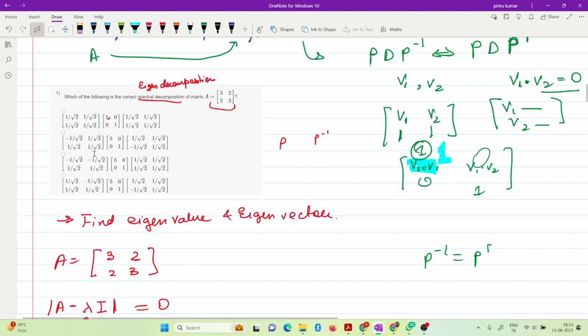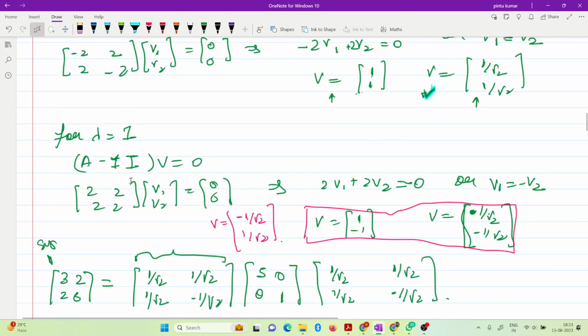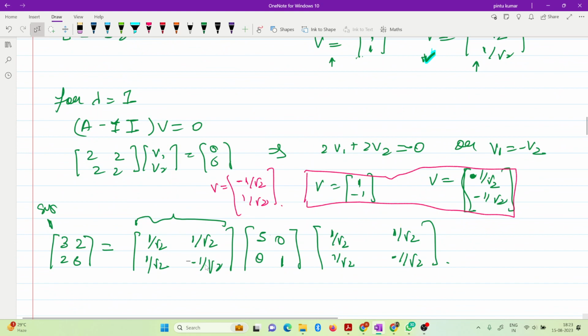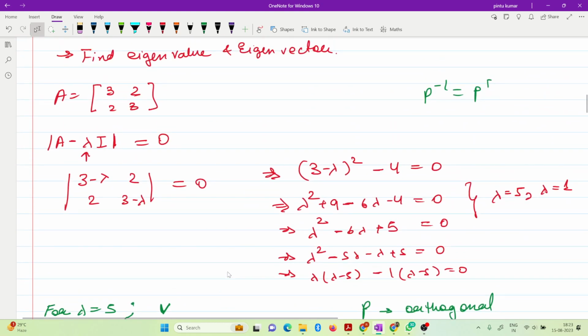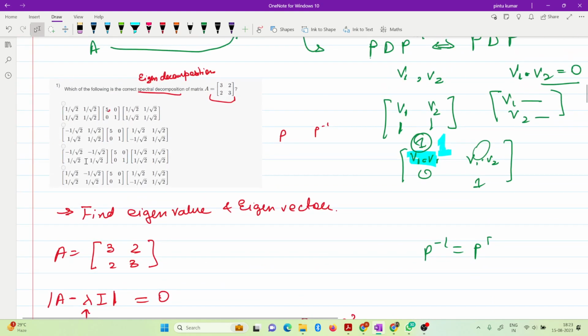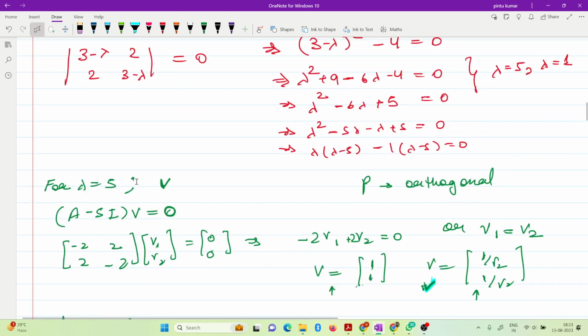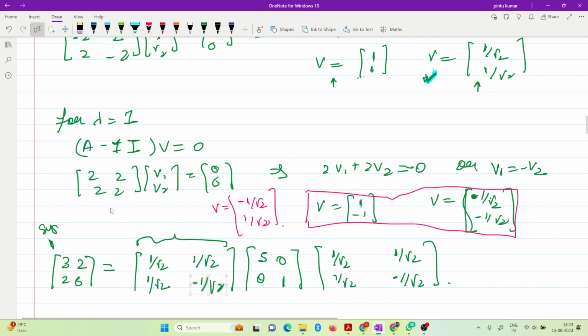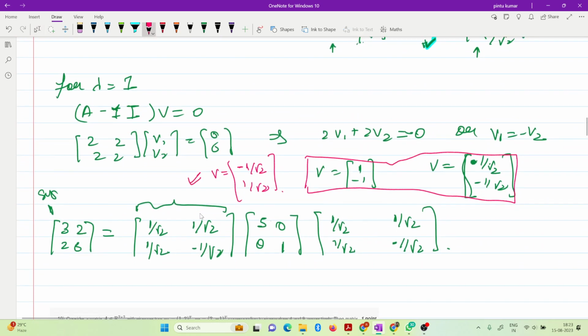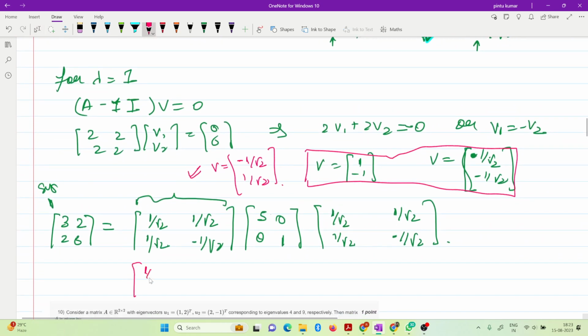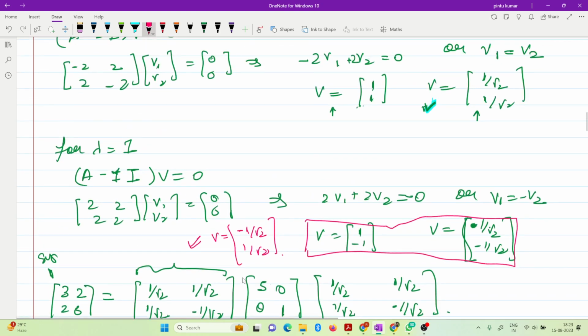So now as you can see, we had this minus 1 by root 2 at the fourth position, but none of the options has this minus sign on the fourth position, right? So the person who has created this question has gone for this option. Okay. So what he chose is 1 by root 2, 1 by root 2, and minus 1 by root 2 comma 1 by root 2. Okay. This is perfectly fine, right?